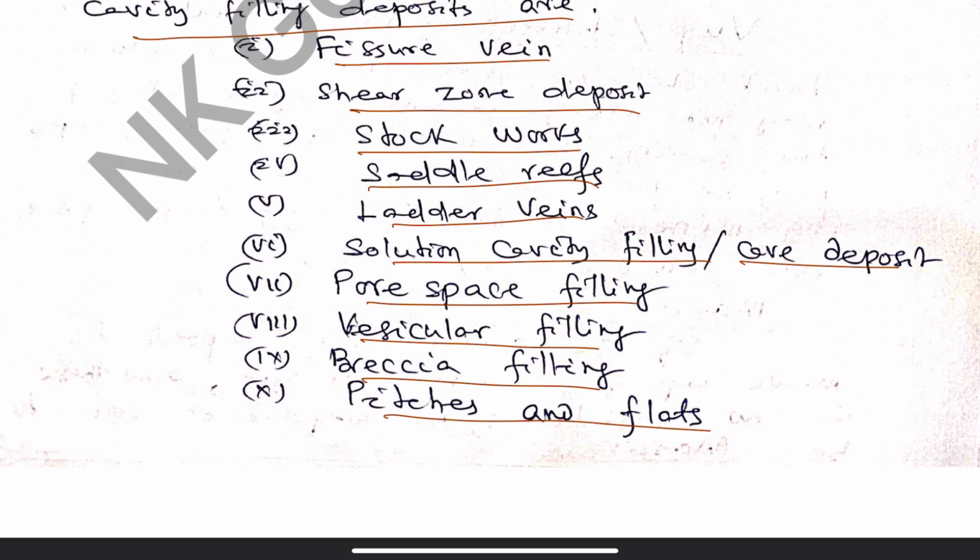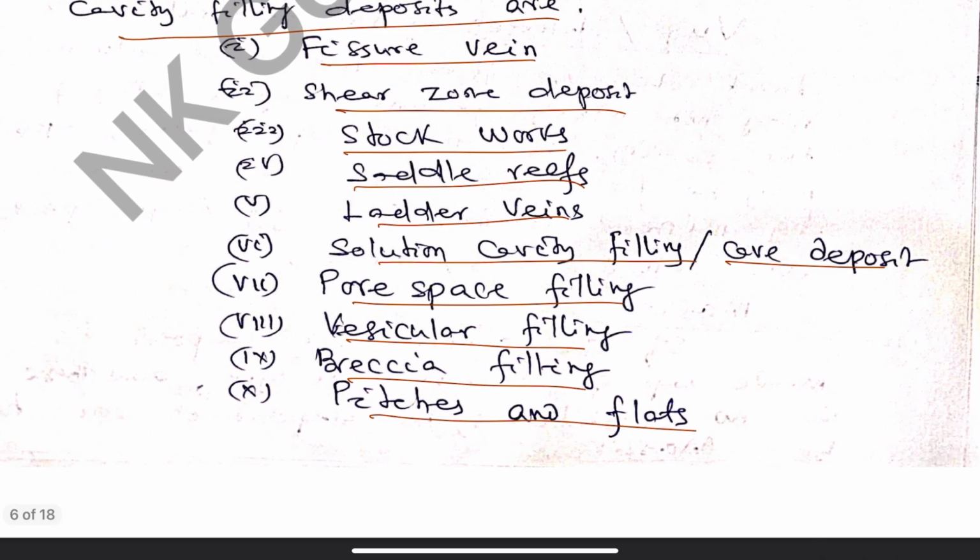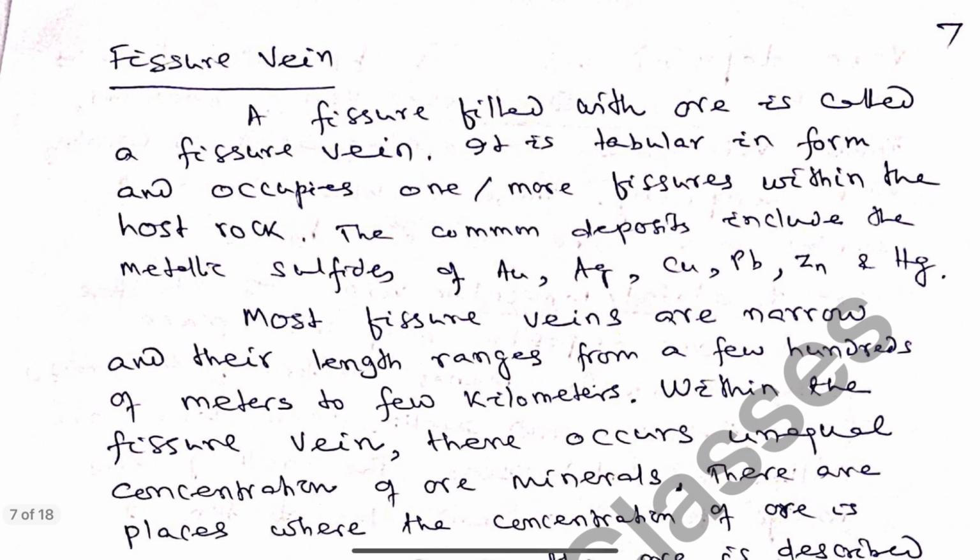So let us discuss these different types of fissure veins or the cavity filling deposits. So what is a fissure vein? As the term indicates, it is a fissure. In the fissure, the veins of minerals are deposited. A fissure filled with ore is called a fissure vein.